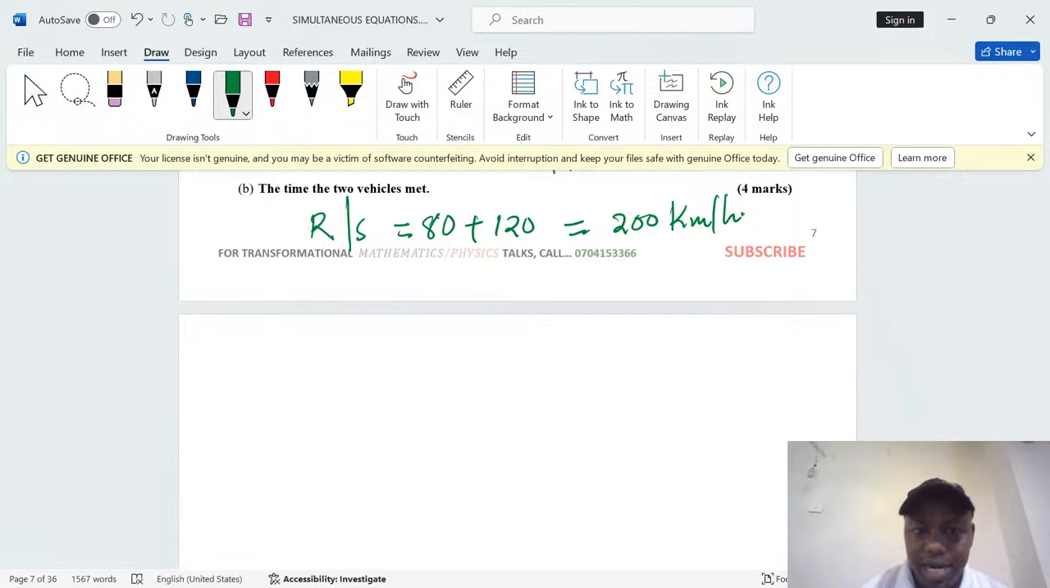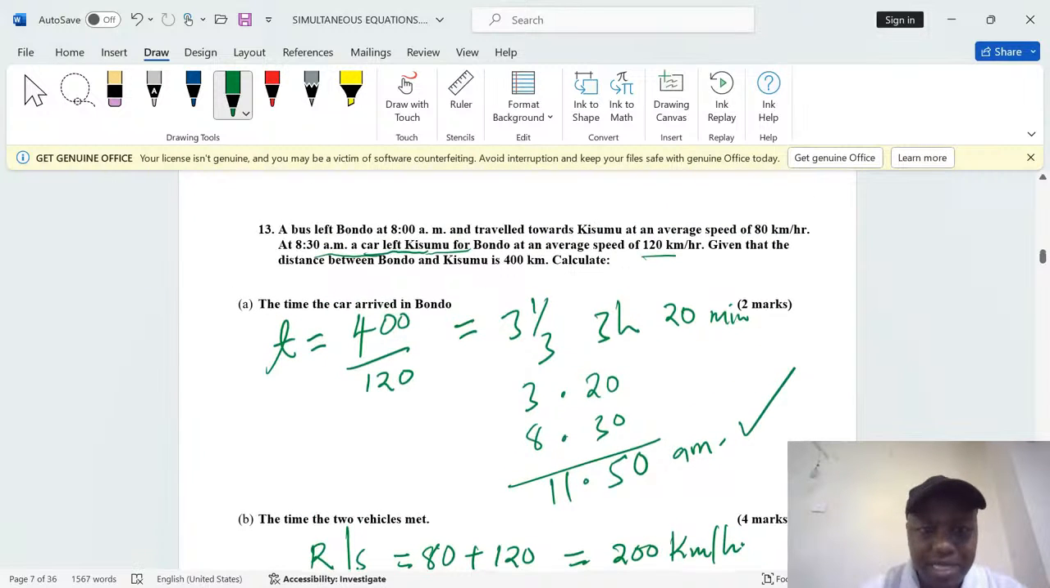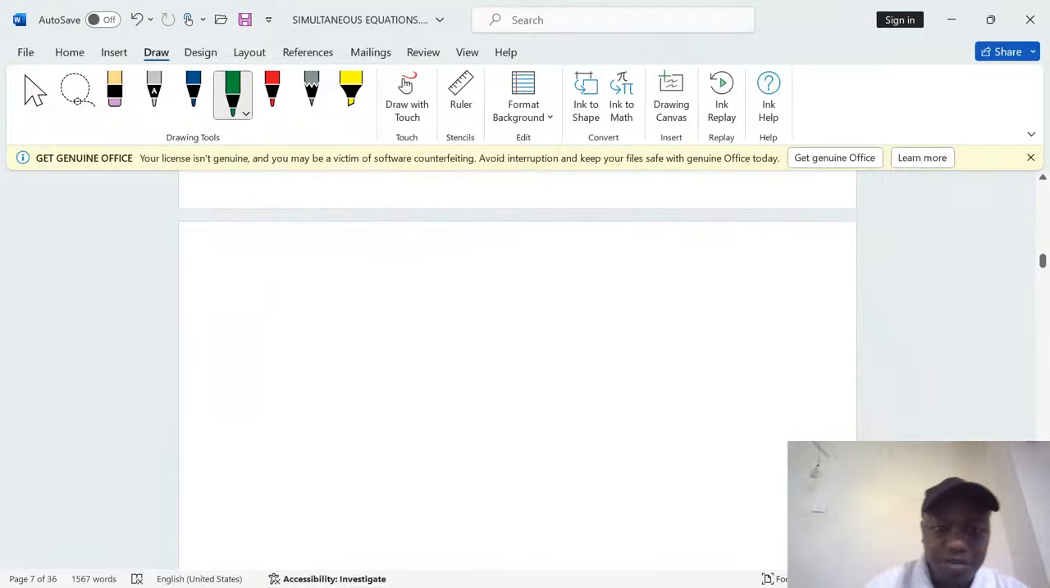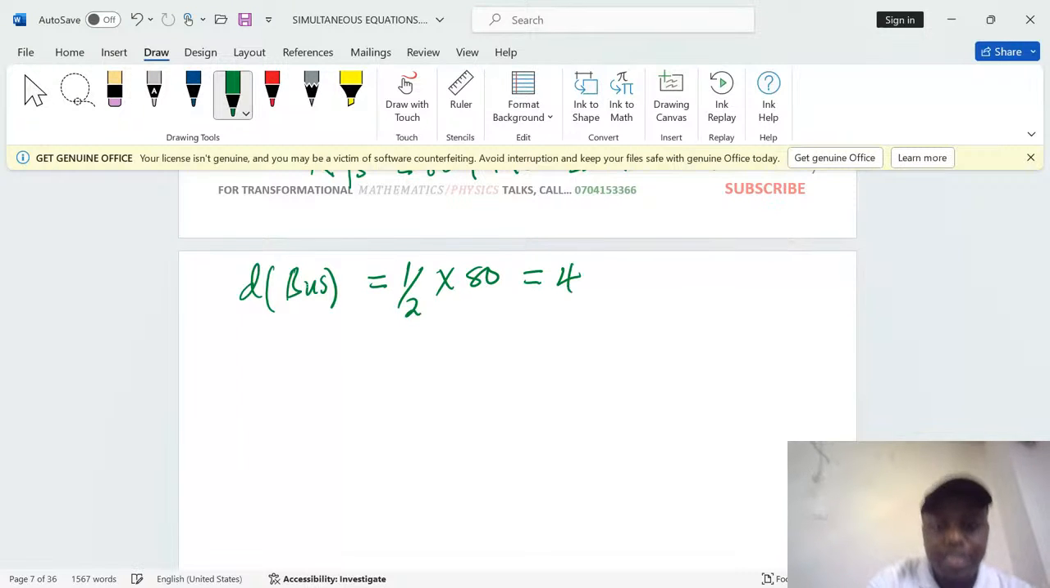If that is the relative speed, then we can look at relative distance. By the time they started moving together, what was the distance between them? Remember, from 8 a.m. to 8:30, the bus had covered some distance from Bondo, and that is a distance covered by the bus before the car started. Half an hour at a speed of 80. This gives us 40 kilometers, a distance of 40 kilometers.